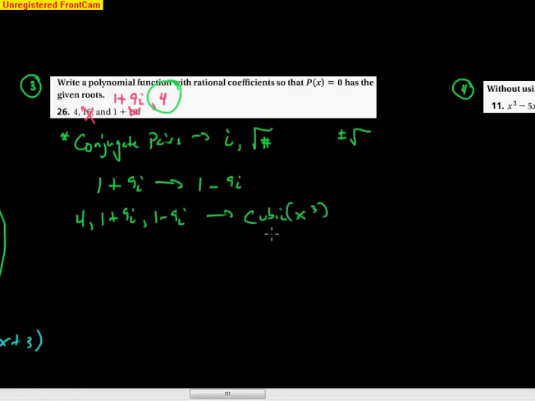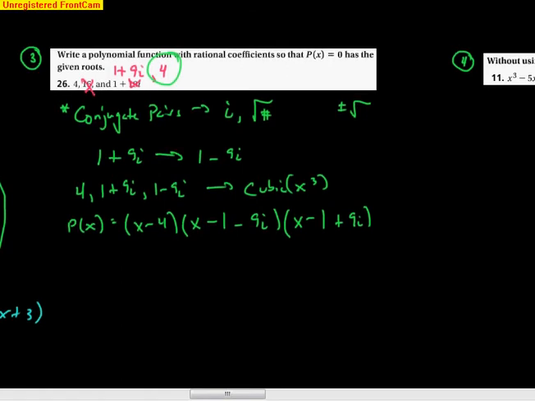Okay? So, in order to do this, I have to write down the factors. Polynomial p of x equals, if 4 is the root, then x minus 4 is the factor. If 1 plus 9i is the root, then x minus 1 minus 9i is the factor. And if 1 minus 9i is the root, then x minus 1 plus 9i is the factor. If we multiply these out, we will get the polynomial they're looking for.